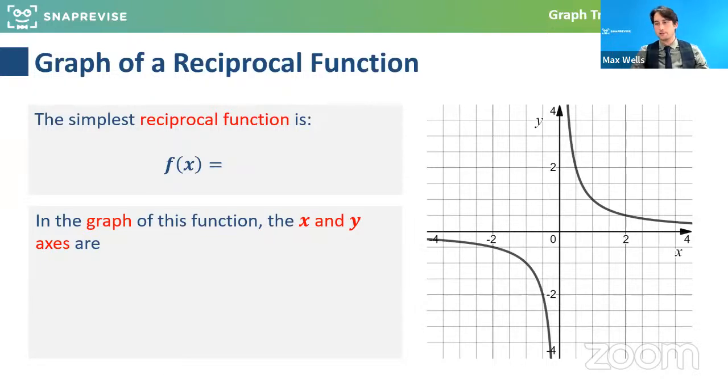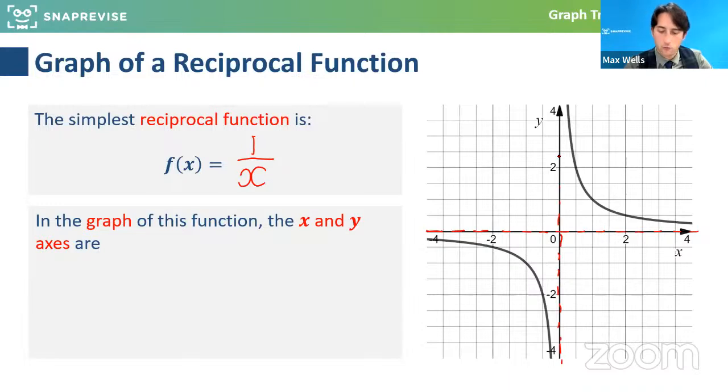The simplest reciprocal function is something like 1 over x. And that's shown here. Who has seen this one before? Who's familiar with this? I'm just going to go over the axes because they're actually quite important lines.